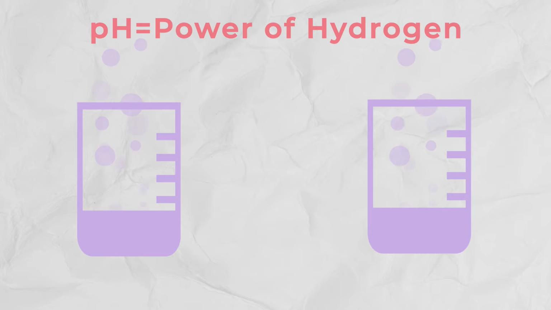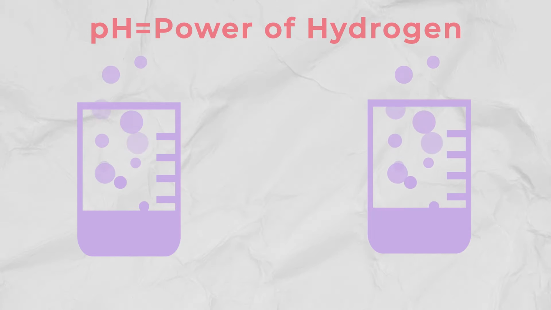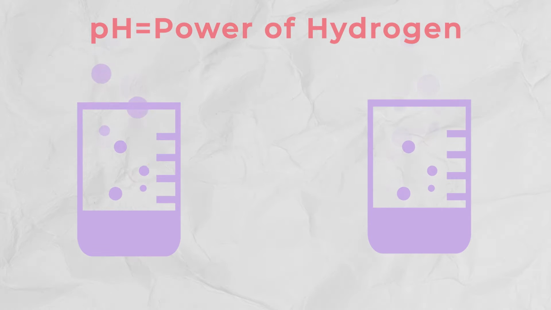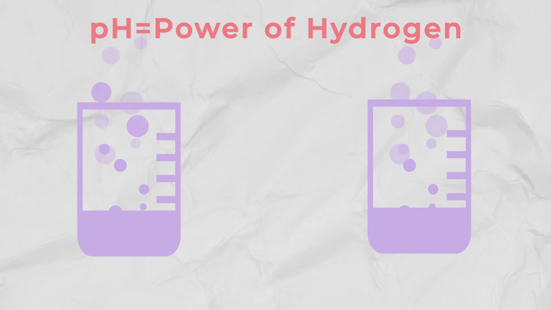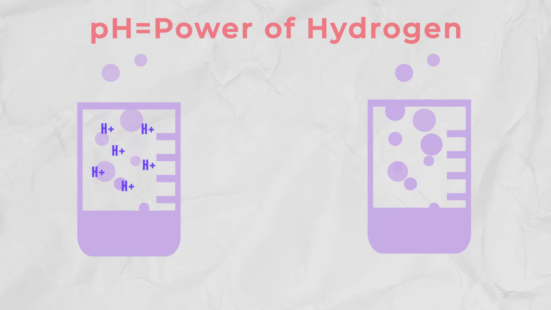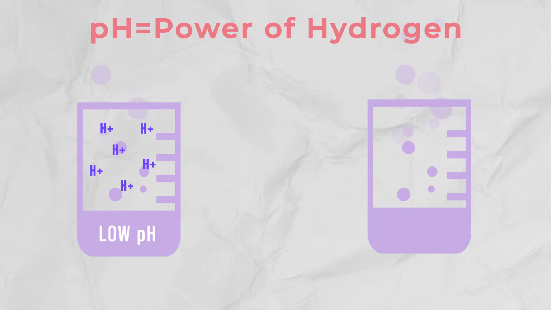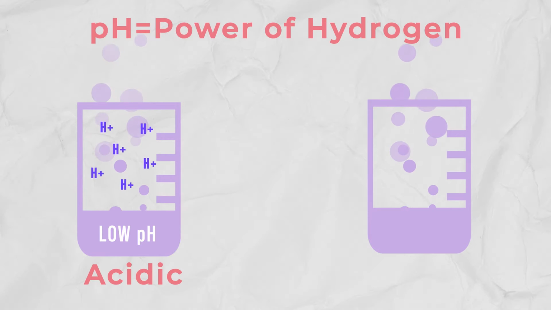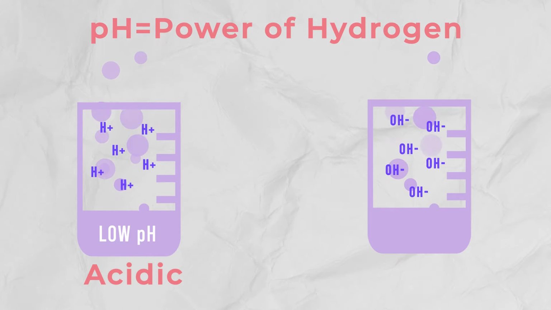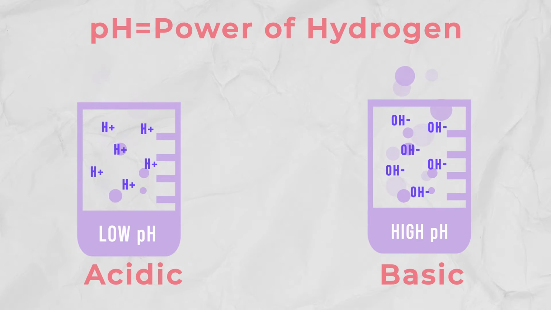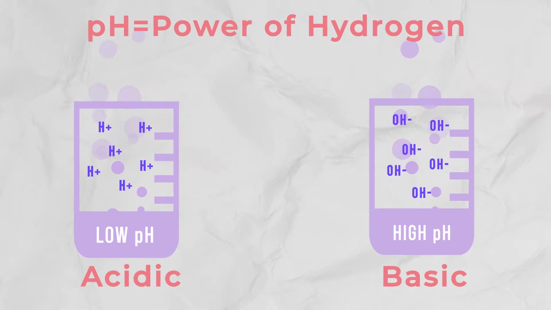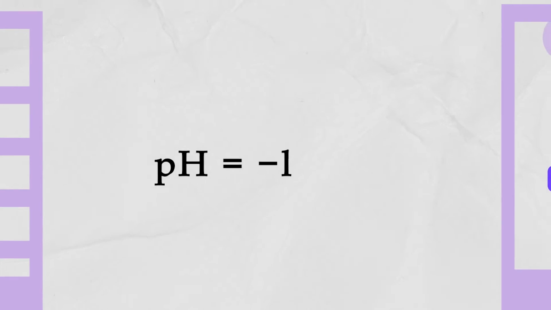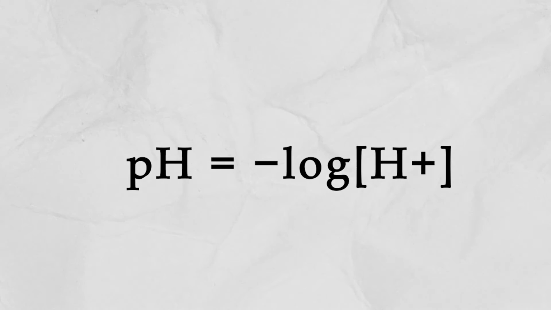pH stands for power of hydrogen and measures the amount of hydrogen ions that exist in a given solution. While this might seem counterintuitive, substances that have a high concentration of hydrogen ions have low pHs and are acidic, whereas substances with a low concentration of hydrogen ions have higher pHs and are basic. In scientific terms, pH is defined as the negative logarithm of hydrogen ion concentration. It's because of this negative sign that the pH is inversely proportional to the concentration of hydrogen ions.